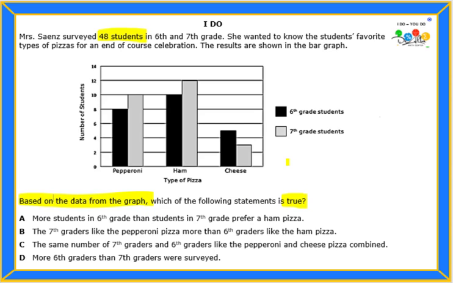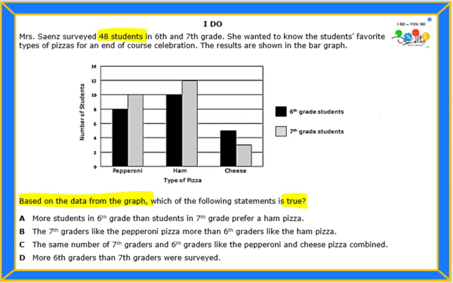Okay, so let's notice that this is a double bar graph. The black bars are representing 6th grade, and the gray bars are representing 7th grade. So the first thing I'm going to do with my bar graph is write the number for each bar at the top so it's easily accessible to me.